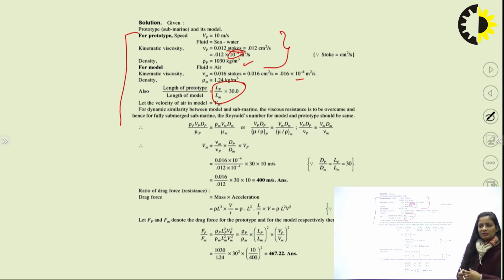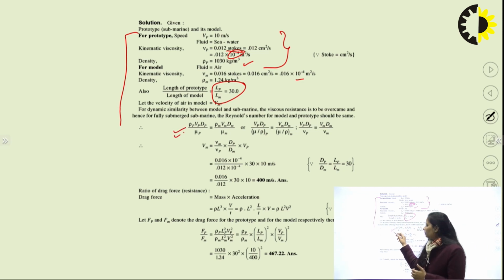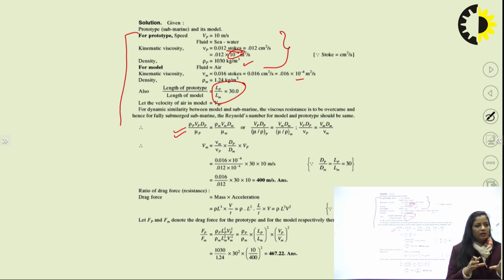So for the dynamic similarity between model and submarine, the viscous resistance is to be overcome, and hence for a fully submerged submarine, the Reynolds number for model and prototype should be same. Now the case again stands for the model law, that is the Reynolds number model law. Because again the question states dynamic similarity, we need to apply the Reynolds number law, in both situations, for prototype and model.